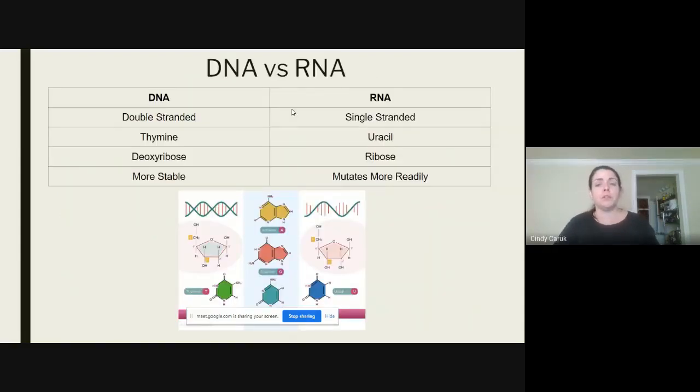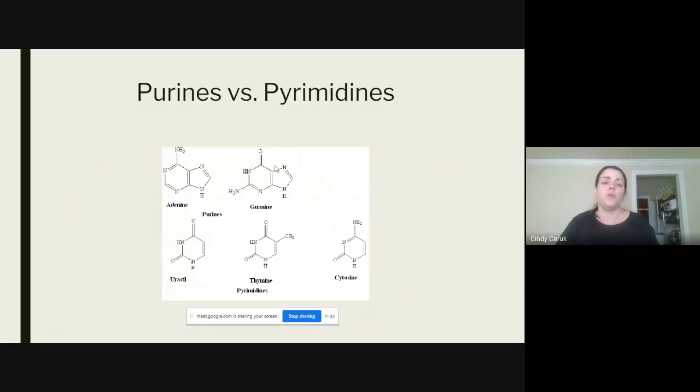So DNA is double-stranded, RNA is single-stranded. DNA is thymine, RNA is uracil. DNA has deoxyribose, RNA has ribose. Ribose and uracil are less stable than deoxyribose and thymine, all right? And that's why RNA mutates more rapidly. Your purines, so they have double rings, that's adenine and guanine, right? And your pyrimidines, single ring, that's uracil, thymine, and cytosine.